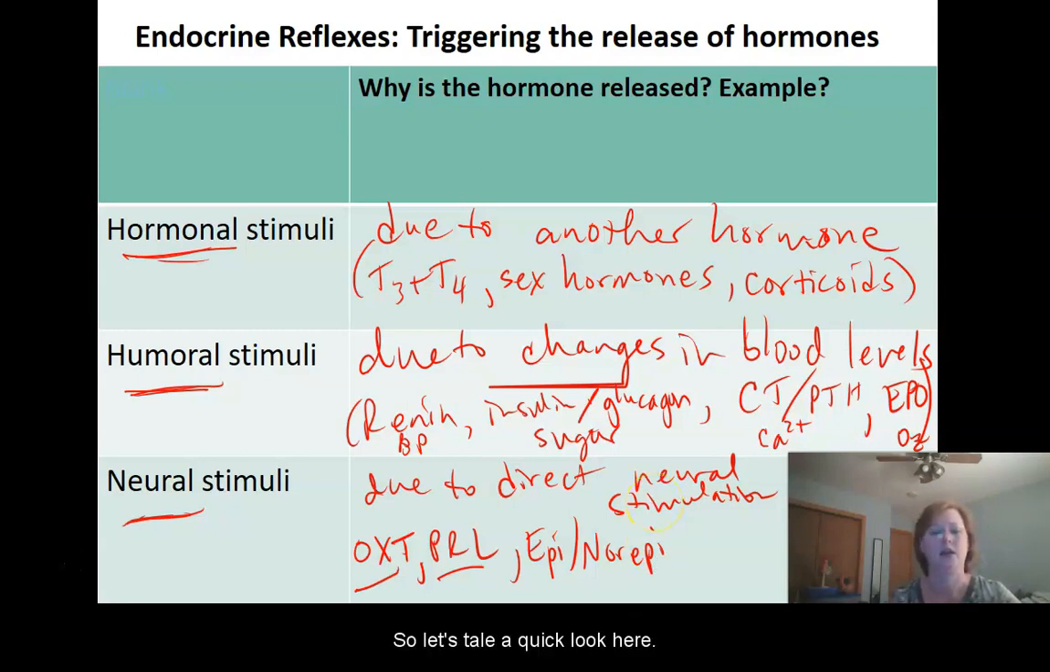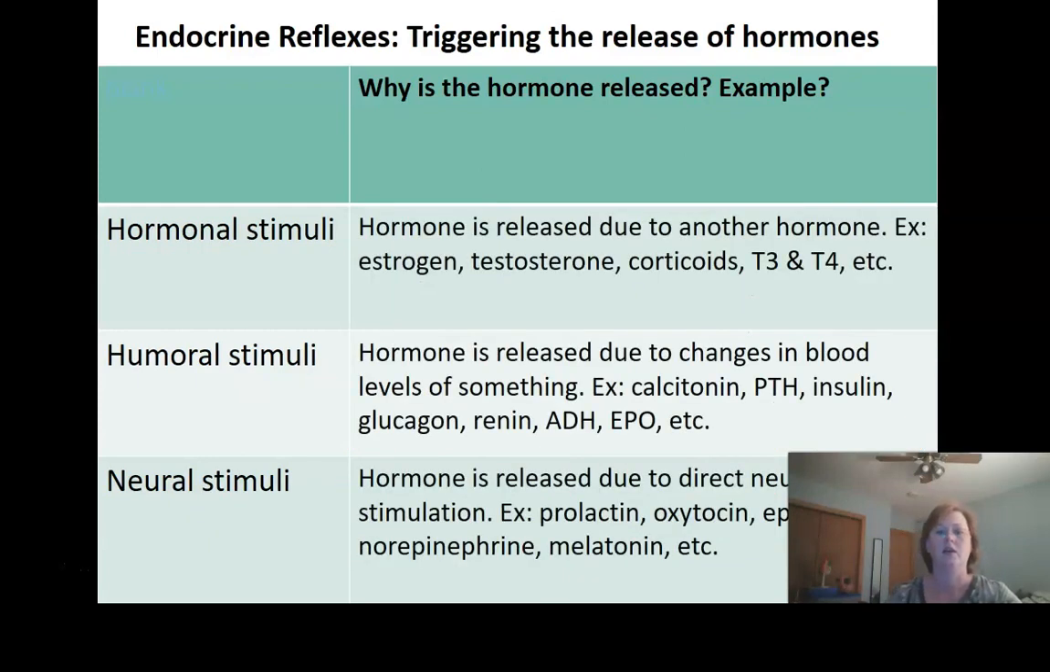So let's take a quick look here. So hormonal stimuli means I'm releasing it due to another hormone, like your sex hormones, your corticoids, T3 and T4. Humoral stimuli, I'm releasing hormones due to changes in blood levels, so calcitonin, PTH, insulin, glucagon, renin. ADH is released due to changes in blood pressure, EPO, and so on.